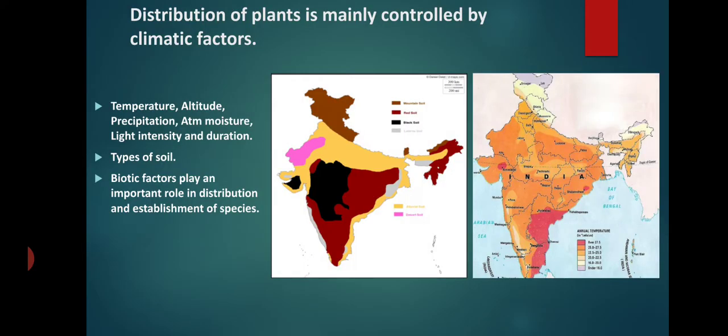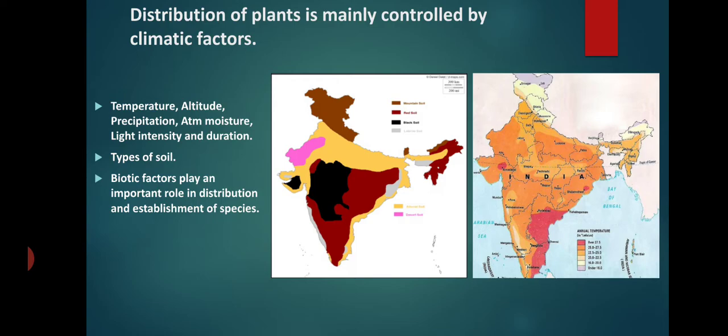The phytogeographical regions are actually the distribution of plants, controlled mainly by climatic factors. Suppose we are taking an island or a small portion of a country, we can see all the original plants inhabiting that particular area, both flora and fauna. It is controlled by climatic factors like temperature, altitude of that area, rain condition, that is precipitation, atmospheric pressure, light intensity and duration.